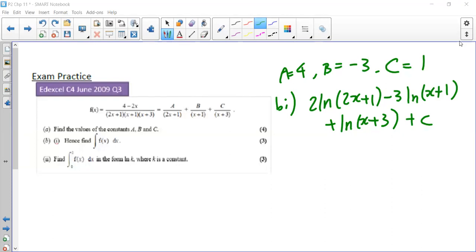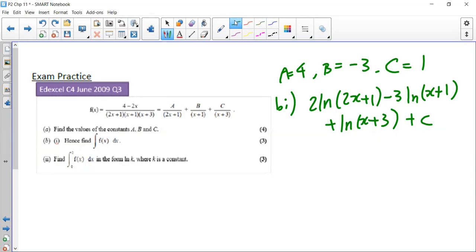This is the answer for part B(i). You could be doing something different by simplifying, by writing the square as a power of 3, but this is what the mark scheme says you need in order to get 3 marks. If you got it right, well done. Move on to part 2, where you find the value of k. But if you got it wrong, I'm going to go through it step by step.